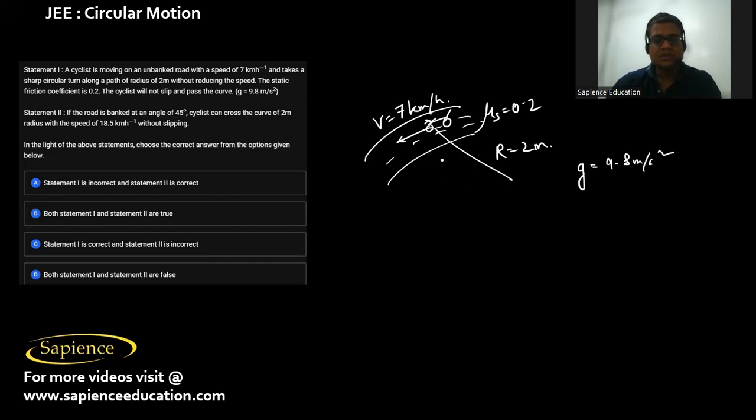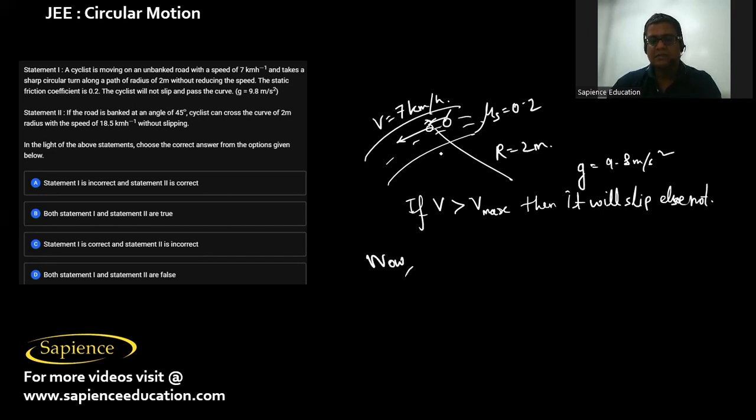So we have to check if the given speed is more than the maximum safe speed or not. If v is more than the maximum safe speed, then it will slip, else it will not slip. So now, the maximum speed will be equal to, we know that mu s into mg. The mg is acting downwards and normal reaction upwards. The frictional force will provide the necessary centripetal force.